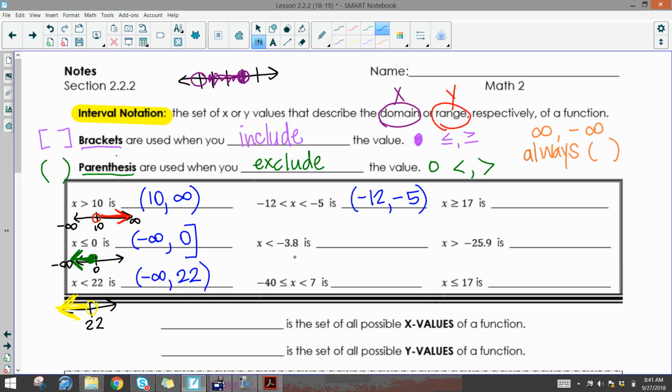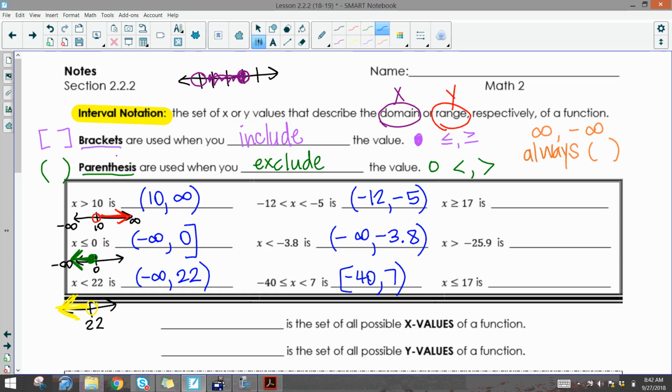Okay. For this next one, it says x is less than negative 3.8. So that means I want everything less than that, which means I'm going to start at negative infinity and go up to negative 3.8. However, I don't have an equal sign there. That's just a less than, so that gets a parenthesis. For the next one, we have negative 40 is less than or equal to x is less than 7. Okay, so now if you look, negative 40 is inclusive. So I'm going to have a bracket at negative 40. And then I'm going up to 7, but 7 is not inclusive. You're going to exclude the value because there's no equal sign with that. So you'll have a parenthesis.